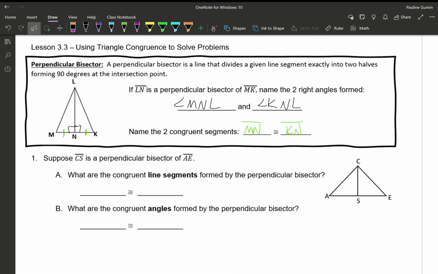Suppose CS is a perpendicular bisector of AE. I'm going to draw that right away. It gives us right angles and cuts a line in half. So our two congruent segments become AS and ES, and our two congruent angles are angles CSA and CSE.